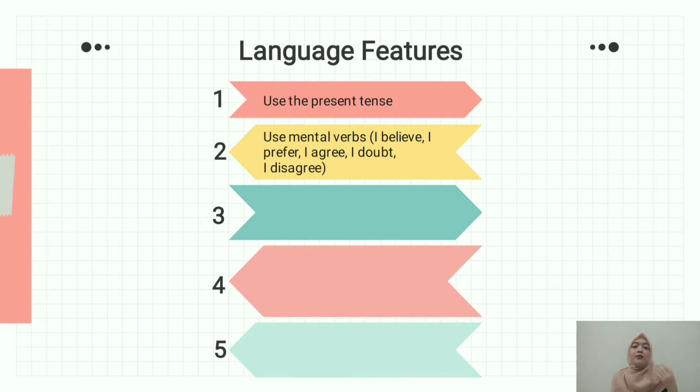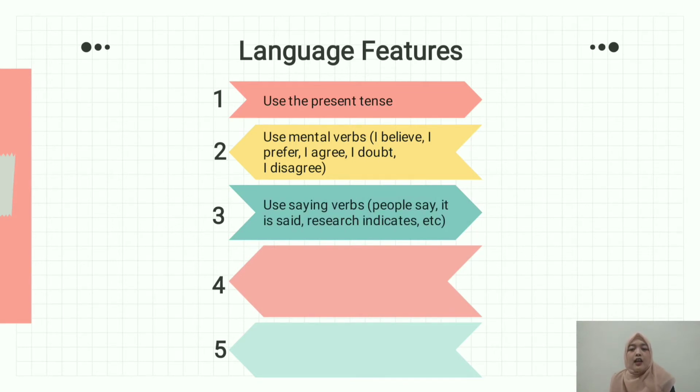Pendapat kamu atau argumen kamu. Okay? That's why kamu menggunakan mental verbs. Okay? Next, the next one we have use saying verbs. Maksudnya use saying verbs itu apa? Because we use another information to support our arguments. Kita juga bisa menyebutkan pendapat orang lain, pendapat research dan lain-lain. So you can say people say that, it is say that, research indicates.